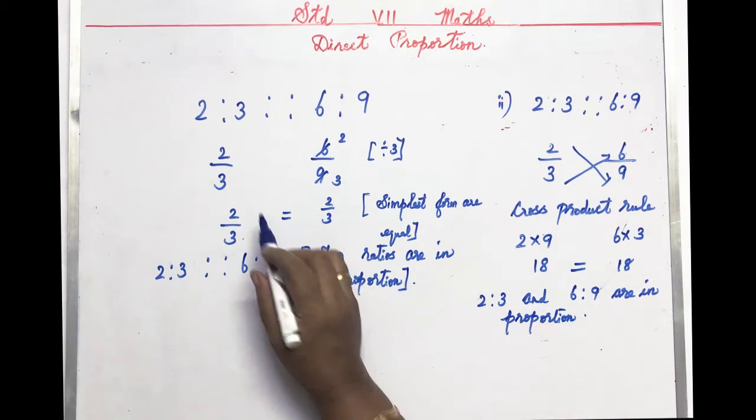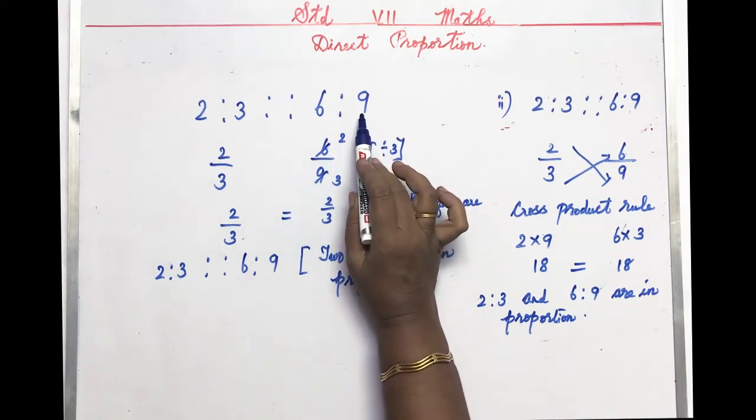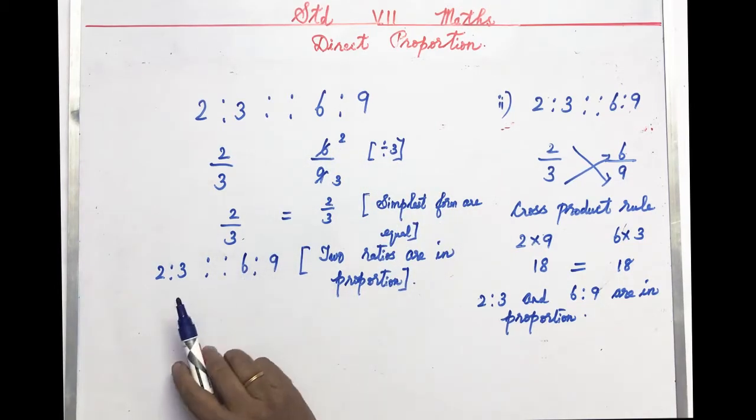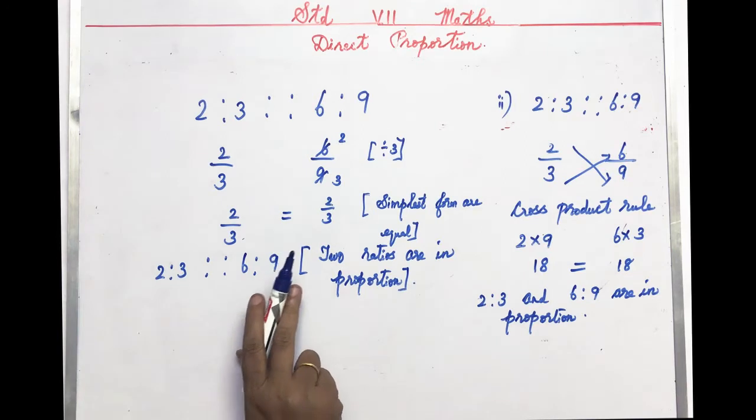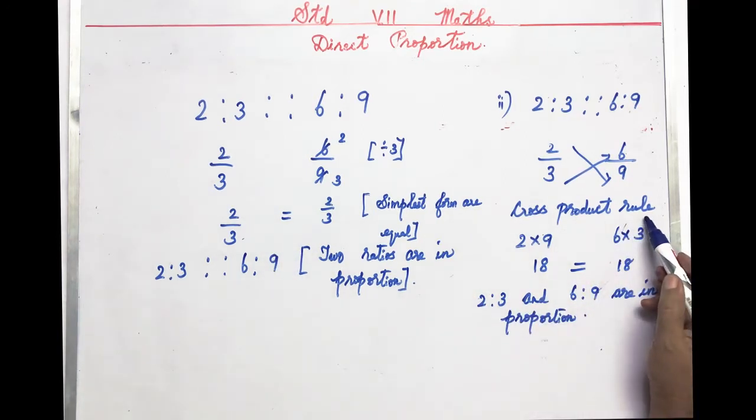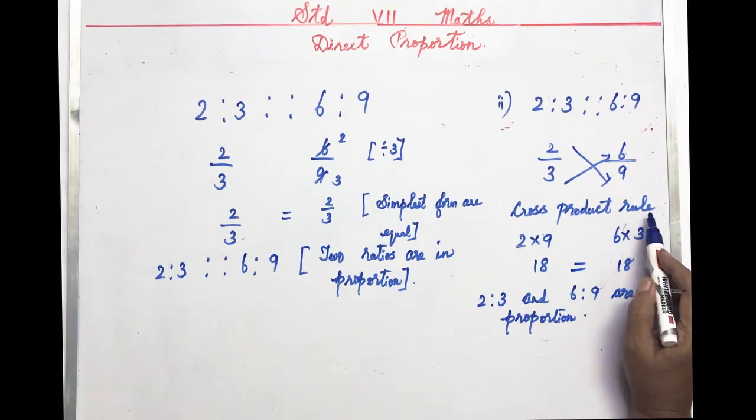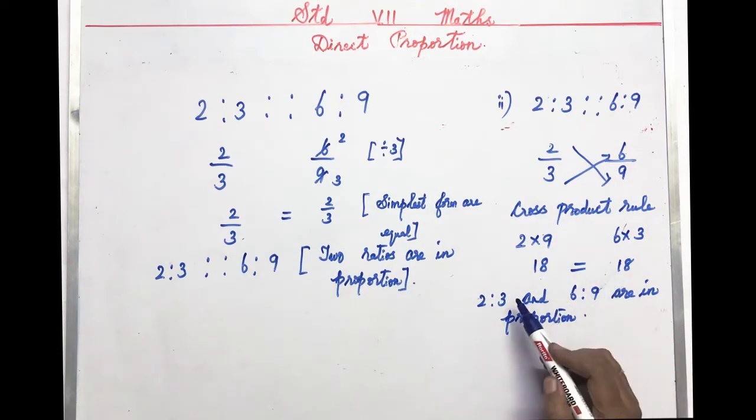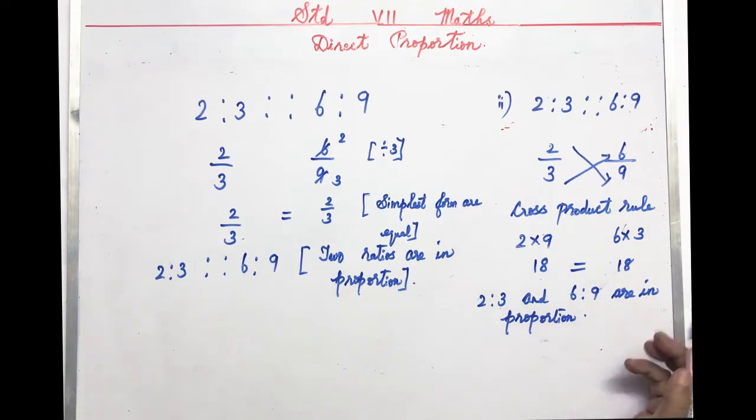So the first method: we found the ratio in simplest form. The simplest forms of the two ratios are equal, so they are in proportion. The second method is to use the cross product rule. If you find the cross product, both answers are the same. So 2:3 and 6:9 are in proportion.